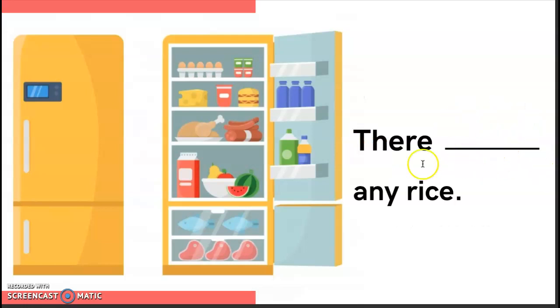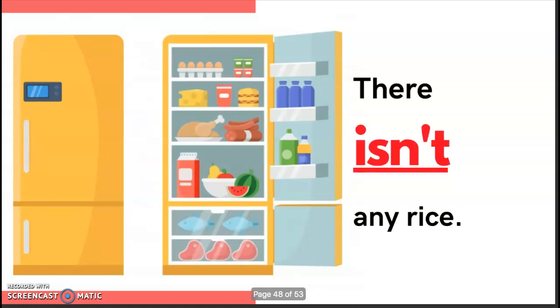There any rice. Ooh, this one's very difficult. Can you see rice in the refrigerator? I don't think so. There isn't any rice. There isn't any rice.